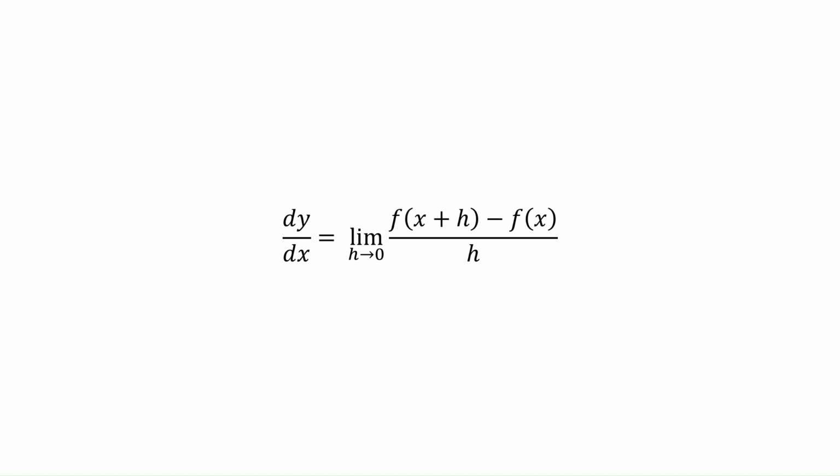Note that we write dy and dx rather than delta y and delta x. This is to show that we're differentiating. Let's look at an example. Here we have the function f of x, which equals x squared. So our f of x plus h is going to be equal to x plus h squared.